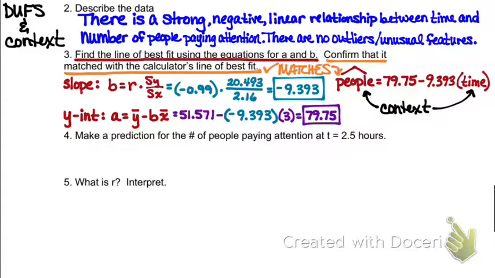How do we find our prediction for the number of people paying attention at 2.5 hours in? Yep, substitute 2.5 in for x. What do we get when we do that? Does anybody have that?